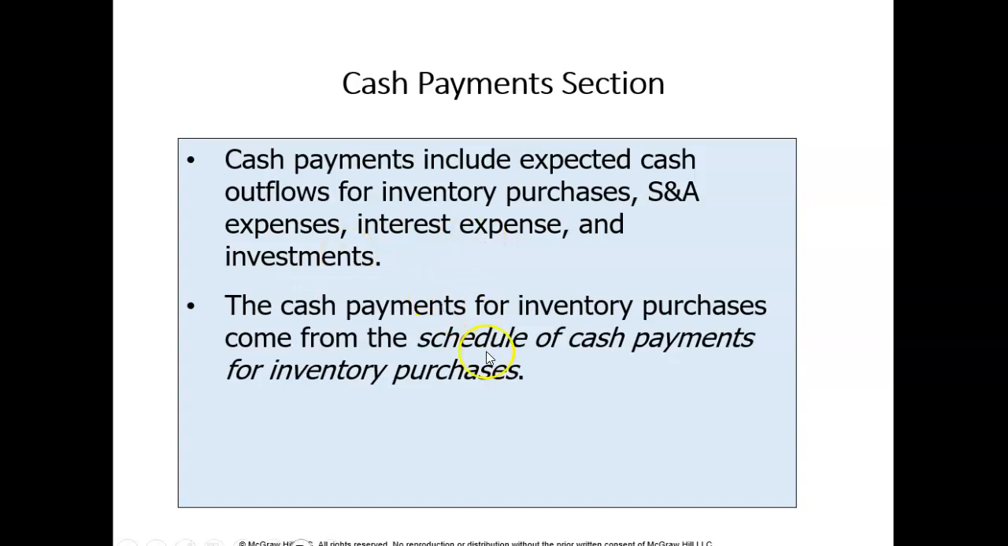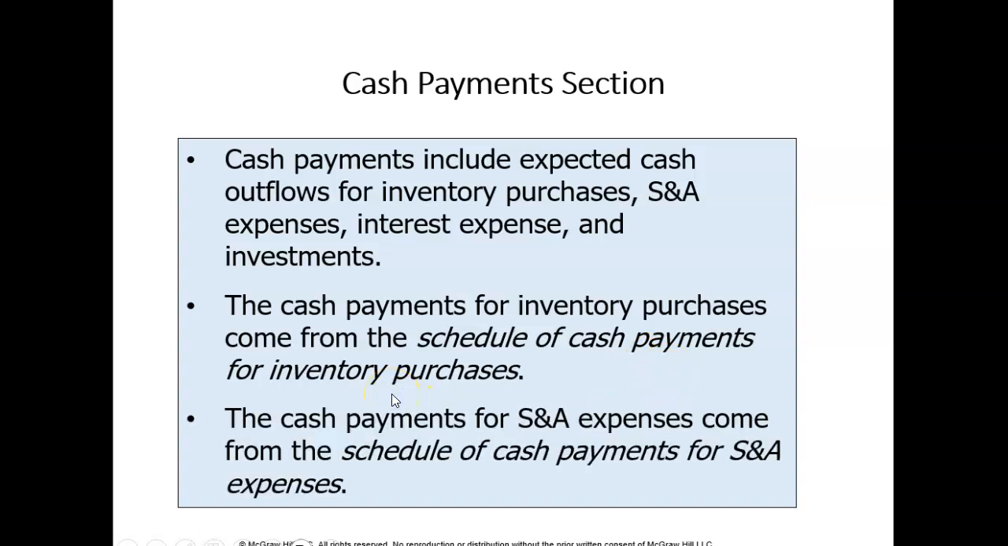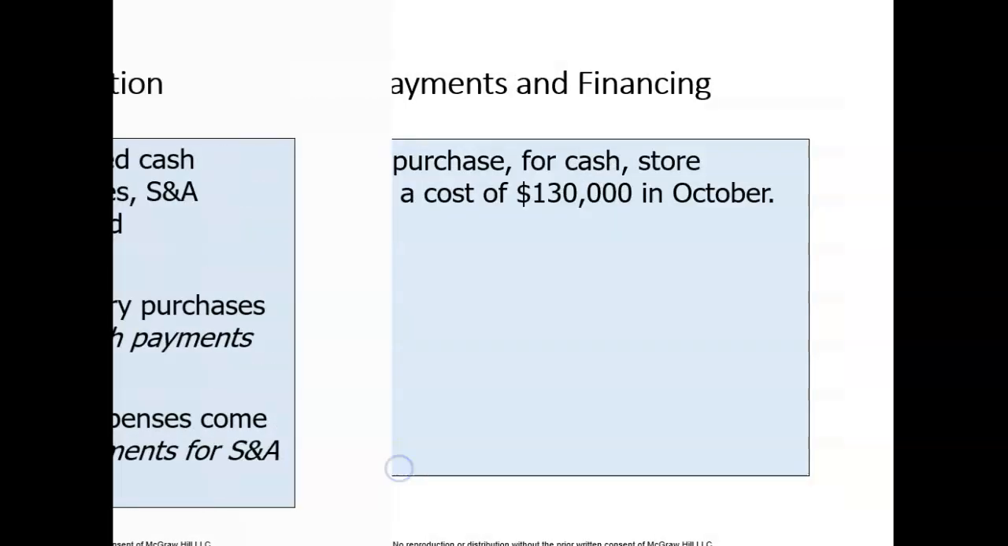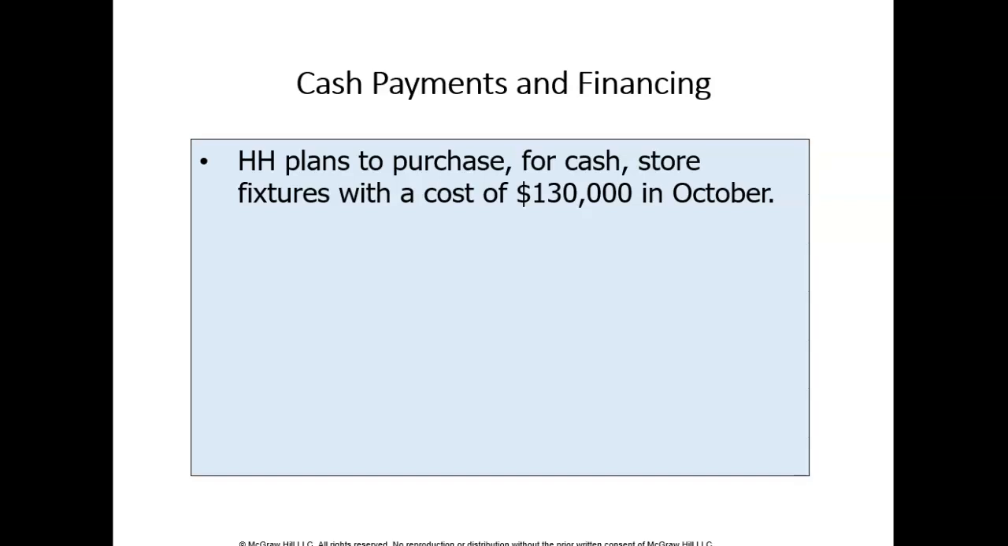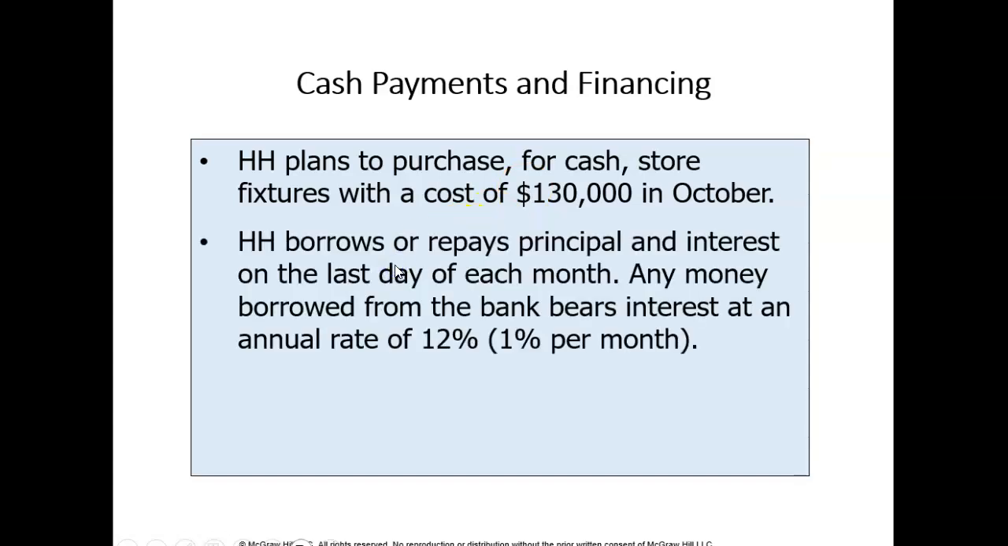So the cash payment for the inventory purchases are coming from our inventory purchase budget, and then the cash payment for our selling admin expenses are coming from our selling and administrative expense budget. So once again, data from one budget is used to prepare these other budgets. Now, we plan to purchase for our store fixtures. We're going to pay cash for it in the amount of $130,000.